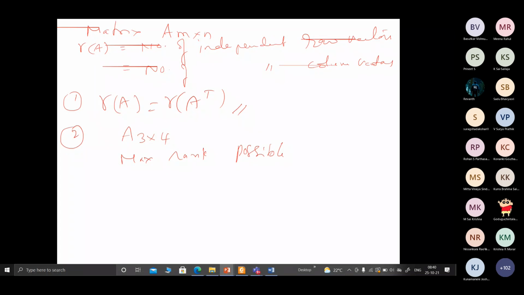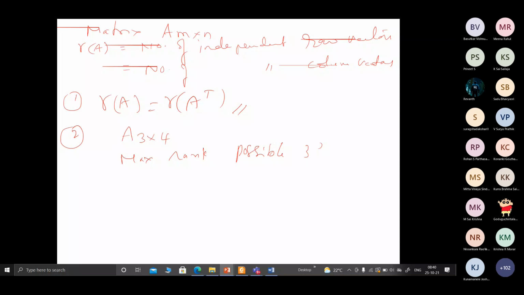3, sir. Not 4, because A and A transpose must have the same rank, isn't it? So the common number can be 3 only, it cannot be 4. So the maximum rank possible is 3, not 4.